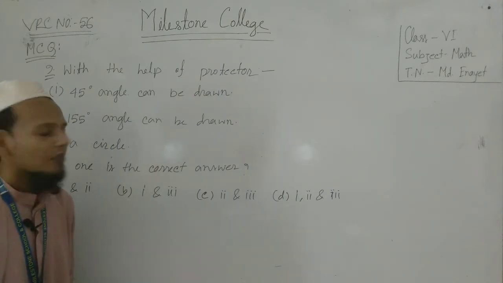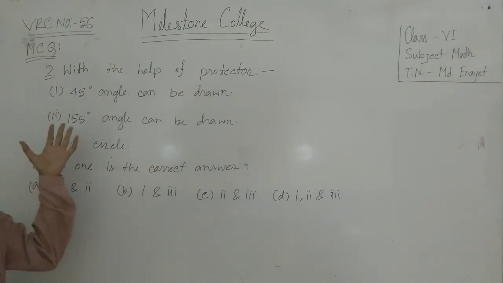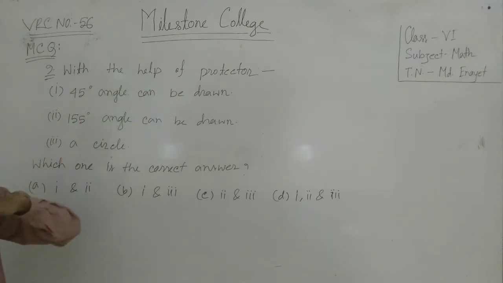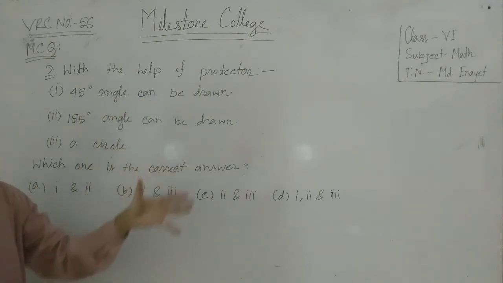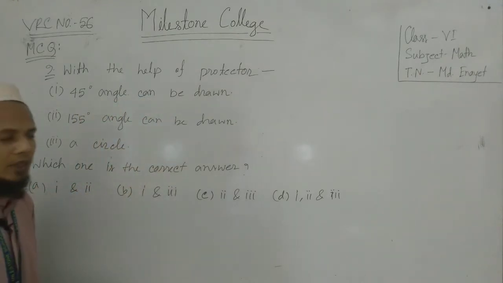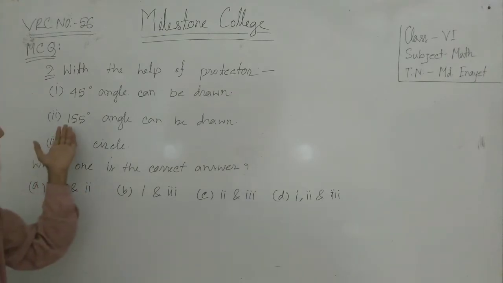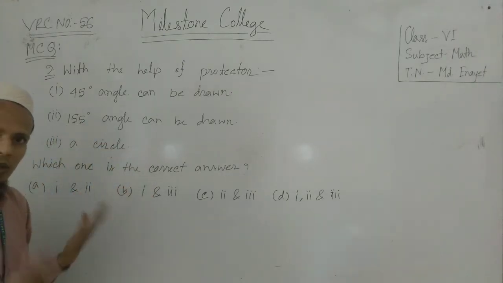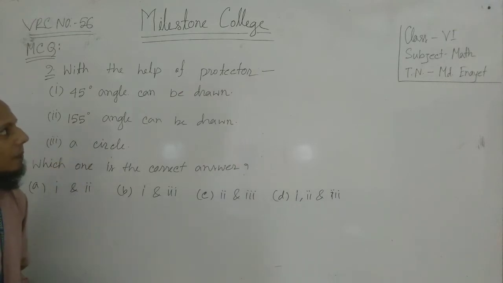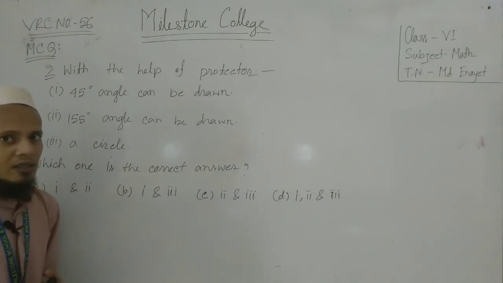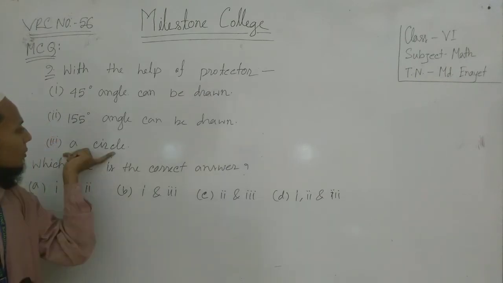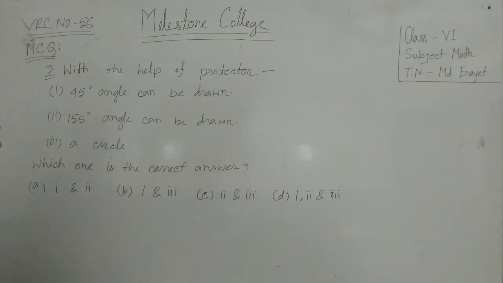My dear students, here the last MCQ from exercise 7 is in front of you, with the help of protractor. First condition is 45 degree angle can be drawn. Obviously, with the help of protractor a 45 degree angle can be drawn. 155 degree angle can be drawn. It is also correct. And third option, a circle. With the help of protractor a circle can be drawn, but it is not the actual process. So, this is why we will not accept this third condition. Okay? We will take only the first two conditions. So, here A is the correct option, 1 and 2.